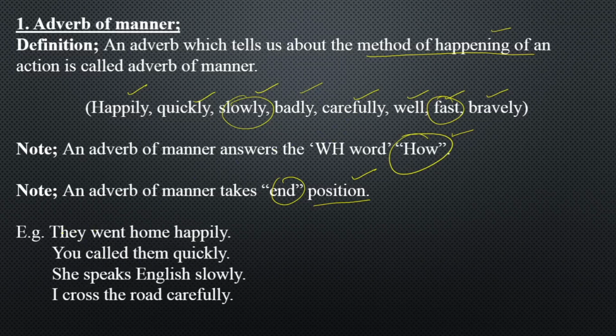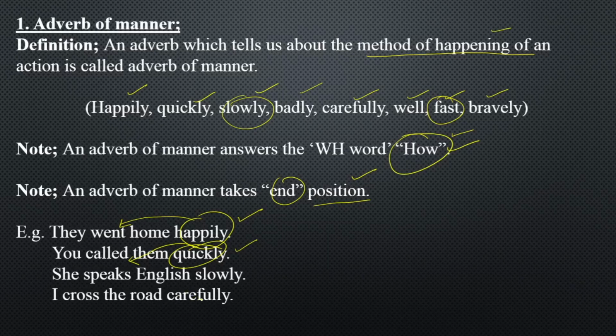Now over here, they went home. How did they go home? We say they went home happily. Now it is adding something in the meaning of the verb and telling us the method of an action. You called them. How did you call them? You called them quickly, adding something in the meaning of call and telling you the method of an action.